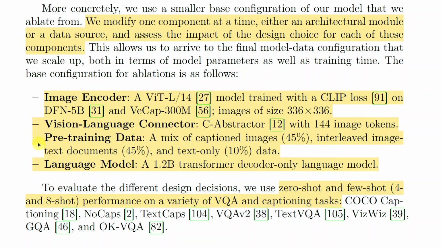Along these three dimensions, for the image encoder, they use a Vision Transformer Large with patch size 14, trained with a CLIP loss on DFN-5B and VeCap-300M, with images of 336 x 336. For the vision language connector, a C-Abstractor with 144 image tokens. For pre-training data, a mix of captioned images 45%, interleaved image-text documents 45%, and text-only 10%. For the language model, a 1.2 billion parameter transformer decoder-only language model is used. For evaluation, zero-shot and few-shot performance on a variety of visual question answering and captioning tasks is measured. Evaluation is done on these values.